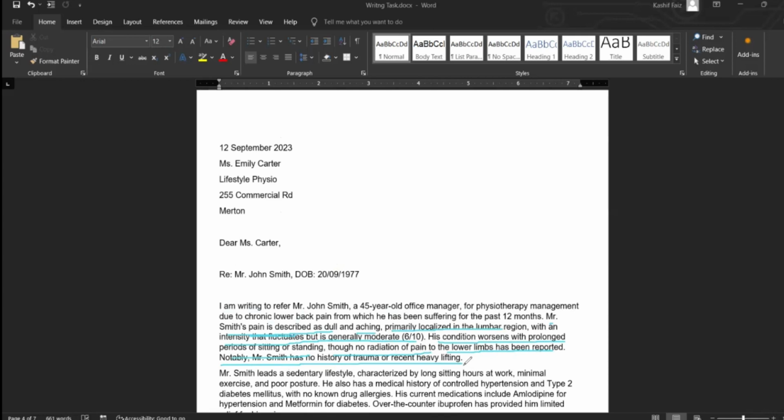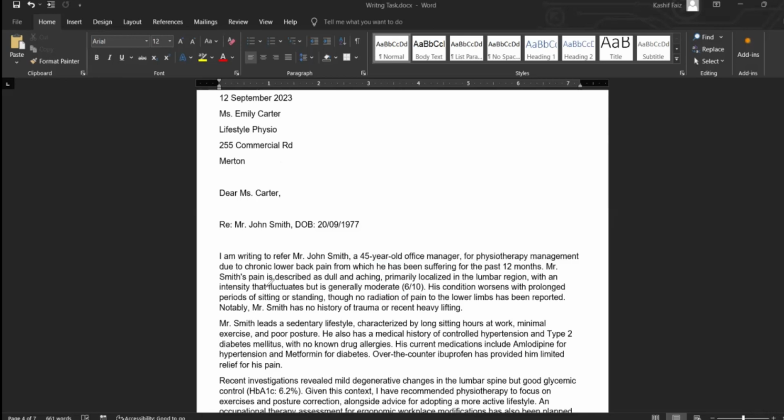So, in the first paragraph, I have mentioned that he has chronic back pain, and now with that, I have also mentioned the history of that back pain, that it is dull and aching, and it is localized in the lumbar region. It is non-radiating. It is moderate. He has no history of any trauma or any heavy lifting, and it worsens with prolonged periods of sitting and standing. So in the first paragraph I mentioned that, and in the second paragraph, now I am actually explaining his lifestyle or his past medical or surgical history.